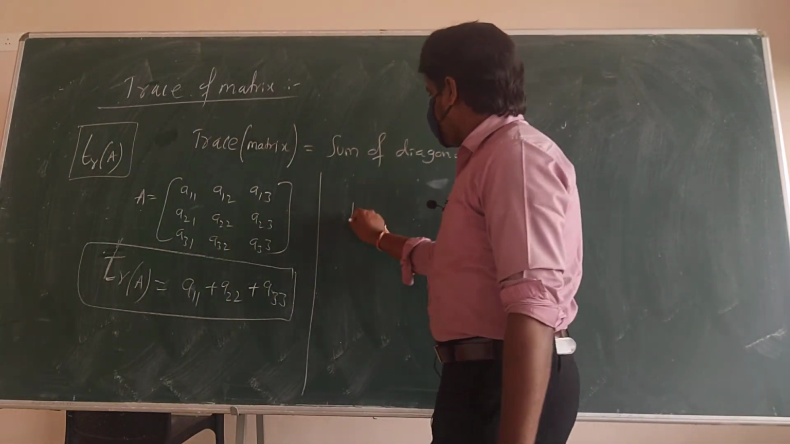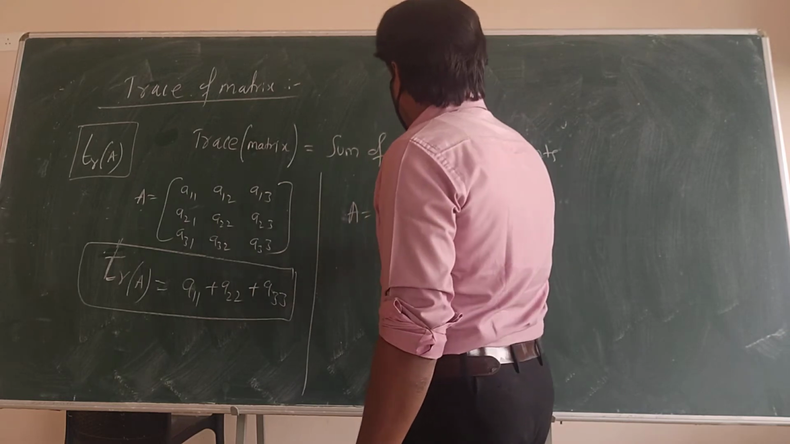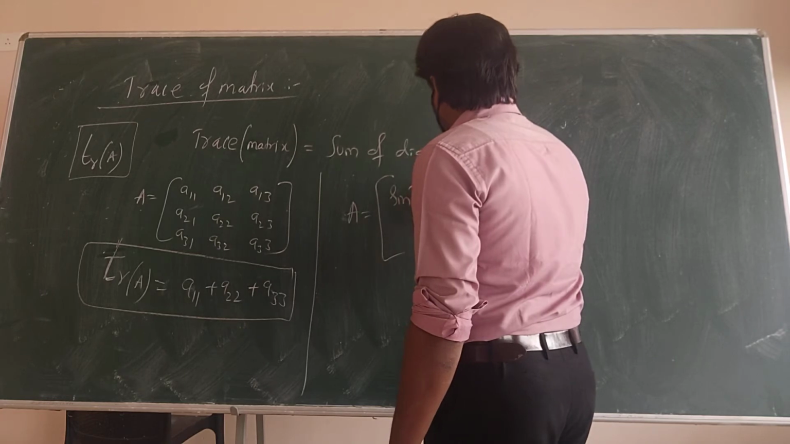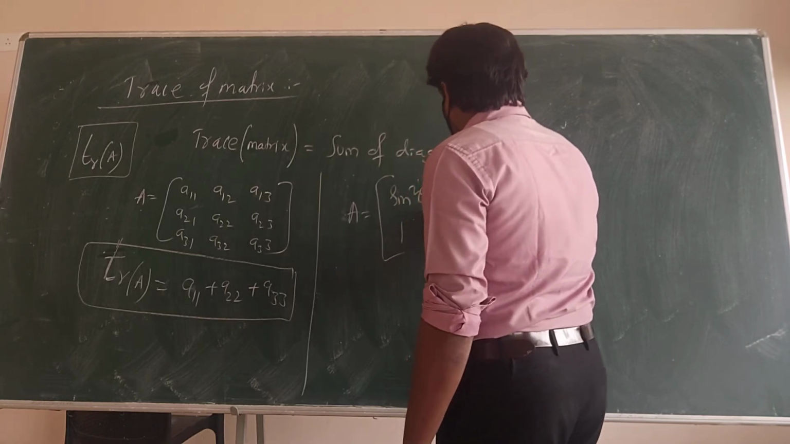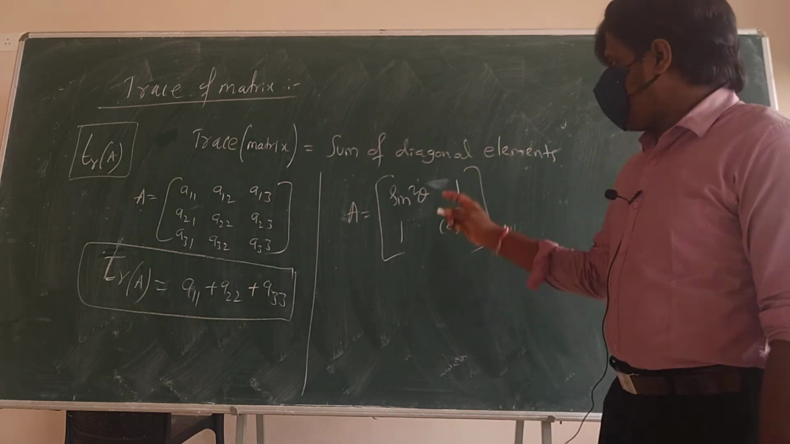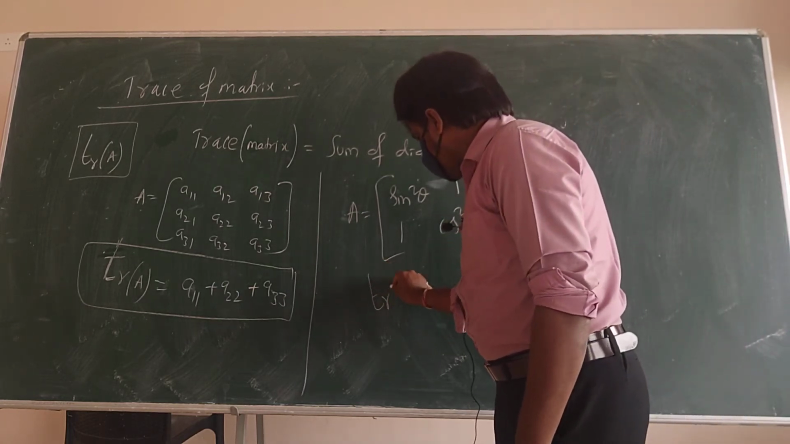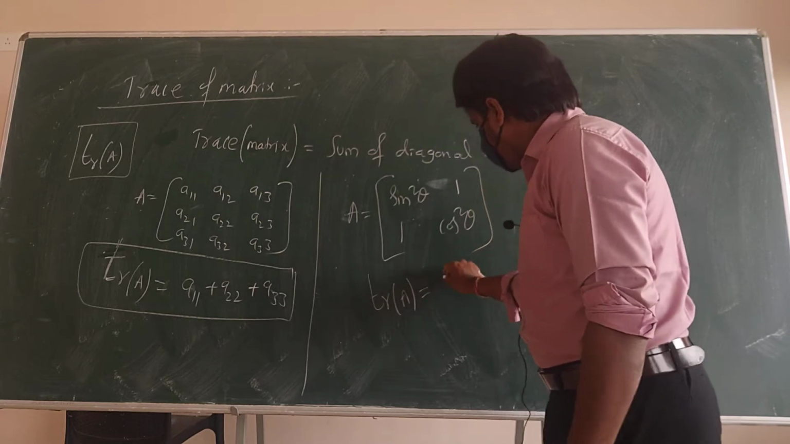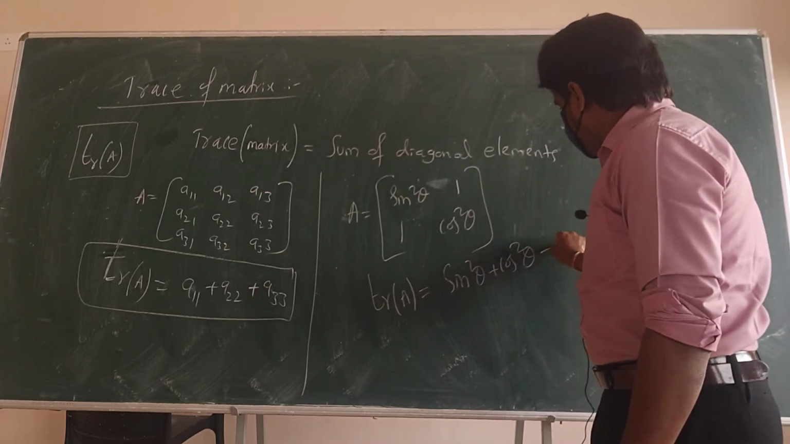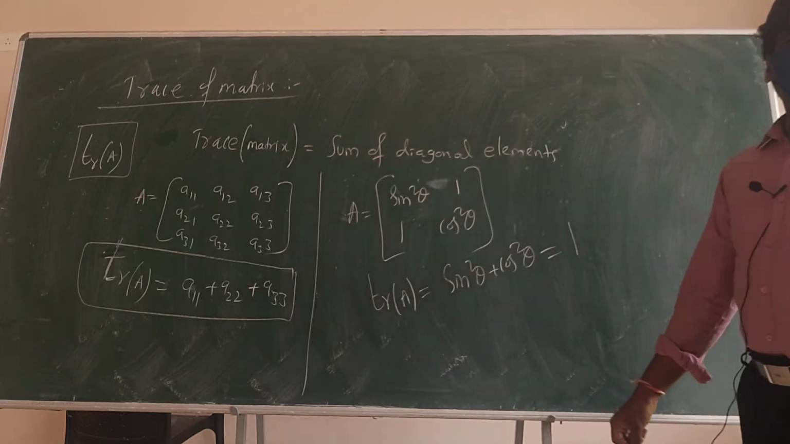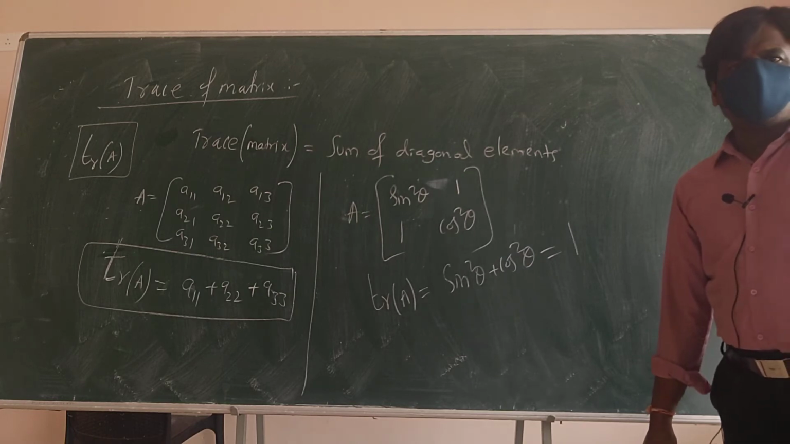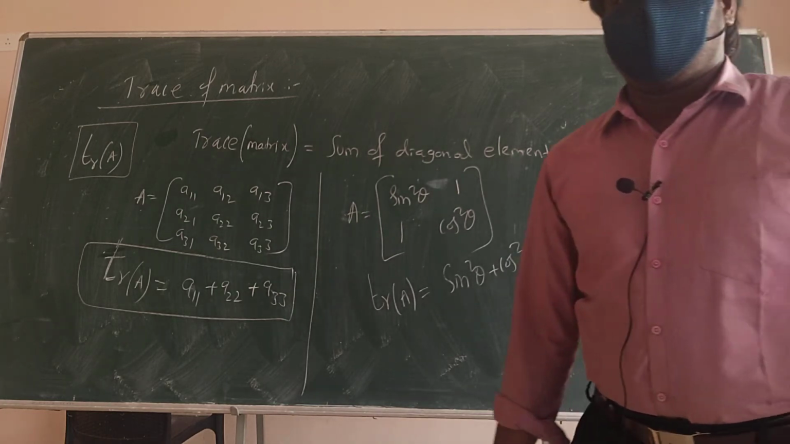For example, if A is the matrix with sine square theta and cos square theta on the diagonal and 1 elsewhere, what is the trace of this matrix? Trace of A is equal to sine square theta plus cos square theta. This value is 1, so the trace of the matrix is 1. Trace means addition, the sum of the diagonals.